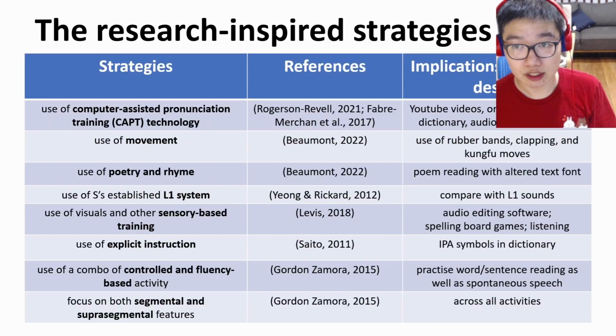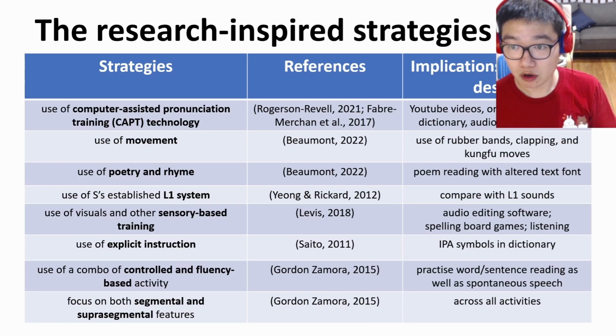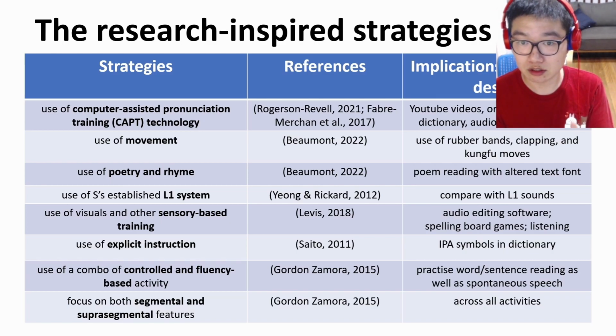And here are the strategies I have gathered through all the readings. In a nutshell, the implications on the activity design include the incorporation of technology and online resources, use of rubber bands, clapping, and kung fu moves, some whole body movements to represent sounds. Also, we can use poem reading with some altered text font to highlight a certain part of a word so as to accentuate that part being lengthened.